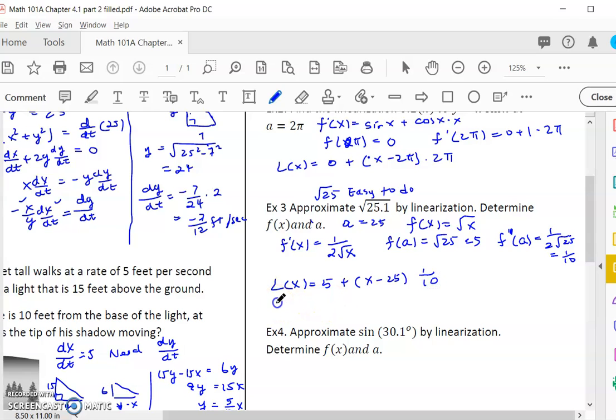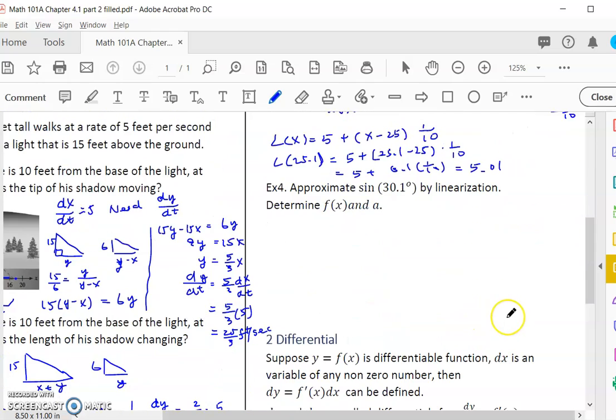Okay, so how do I do L of 25.1? That means I am not plugging into f, the square root of 25.1. I'm just plugging into the linearization. It will be 5 plus 25.1 minus 25, which is a very small value, times 1/10. So I have 0.1 times 1/10. That means 0.01. So it's 5.01. See how I do not even need to use my calculator to do the square root, and I know the square root of 25.1. It's very powerful.